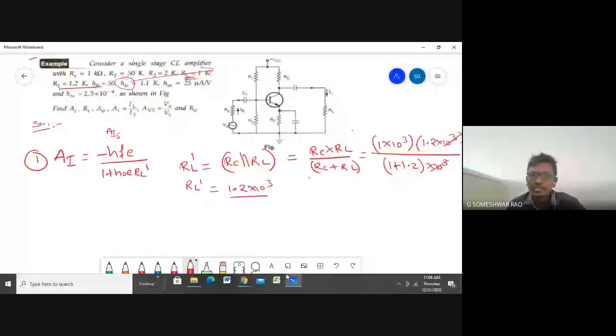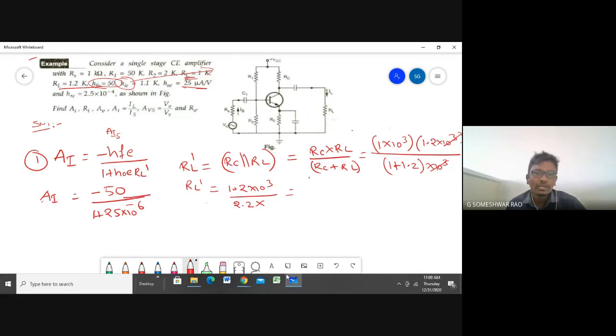So what is the value of this one, RL dash? Can you say something here? 12 by 22. What is RL dash formula? What is the RL dash value here? So calculate and tell me what is AI. AI is equal to minus HFE. HFE how much is given? What is the HFE value? Yeah, 50. So minus 50 divided by 1 plus HOE. What is HOE? 25 into 10 power minus 6 into.